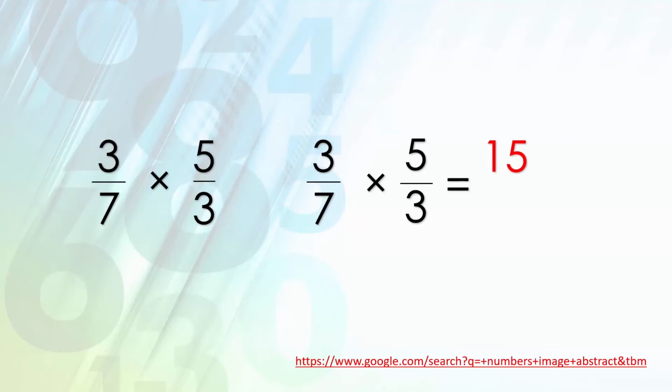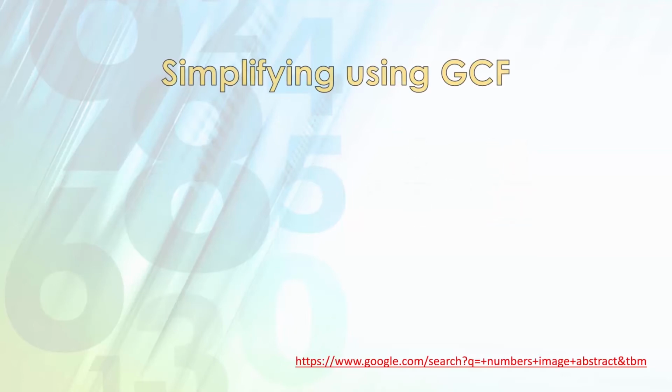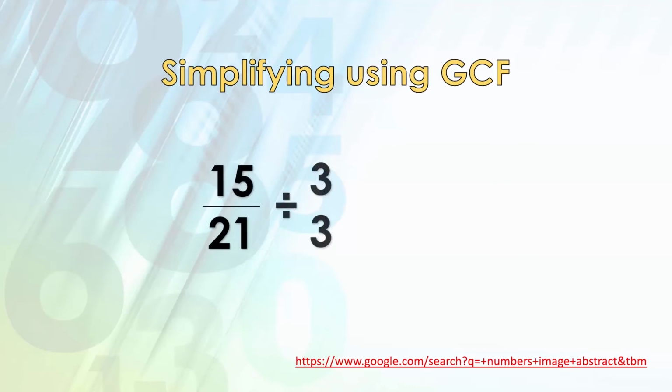Now, we can simply multiply the numerators and the denominators. 3 times 5 is 15, and 7 times 3 is 21. Our answer is 15 over 21. Again, we have to simplify the answer. One way of doing so is to divide the numerator and the denominator by the GCF or greatest common factor. In this fraction, the GCF is 3. So, 15 divided by 3 is 5, and 21 divided by 3 is 7. So the final answer is 5 over 7.